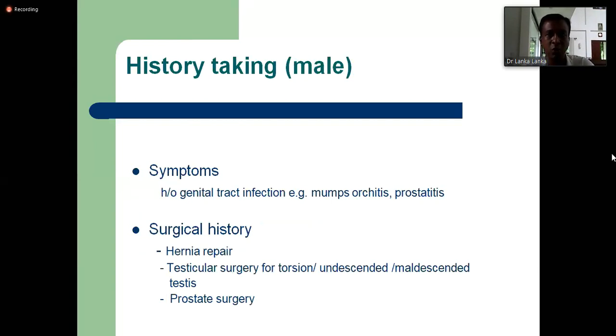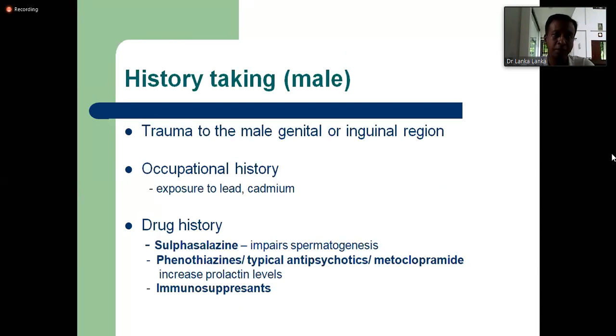Male, so you have to ask, as I said, to find out whether there are any related biological factors: any childhood history of infection, mumps, bronchitis, prostatitis, any trauma, any surgeries, hernia repair, testicular surgeries, any surgeries done for the prostate or varicocele. Then it can damage the outflow tract and cause obstructive azoospermia.